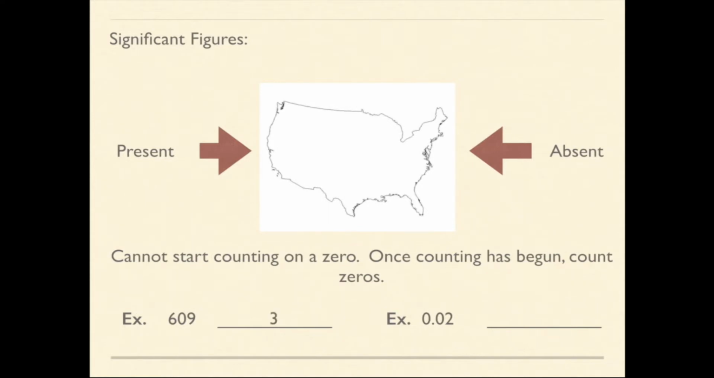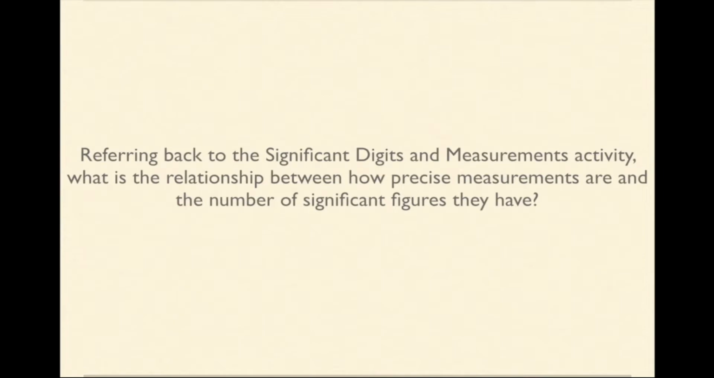so there are a total of 3 sig figs. For the next example, 0.02, because there is a decimal place, I'm going to be counting from left to right. So I look at that first 0, and I know that I cannot start counting on a 0, so I'm not going to count that 0. I'm not going to count the 0 in the tenths place, but I can count that 2, and so I have one significant figure.